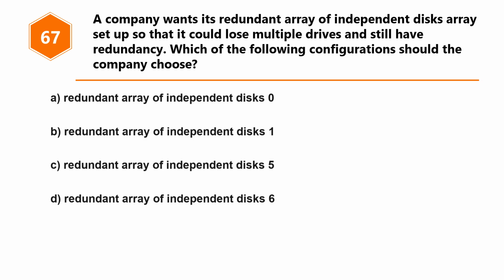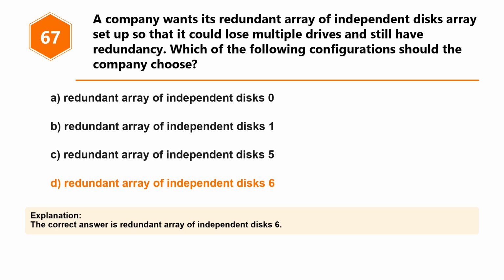Question 67. A company wants its redundant array of independent disks array set up so that it could lose multiple drives and still have redundancy. Which of the following configurations should the company choose? Option A, redundant array of independent disks 0. Option B, redundant array of independent disks 1. Option C, redundant array of independent disks 5. Option D, redundant array of independent disks 6. The correct answer is option D, redundant array of independent disks 6.